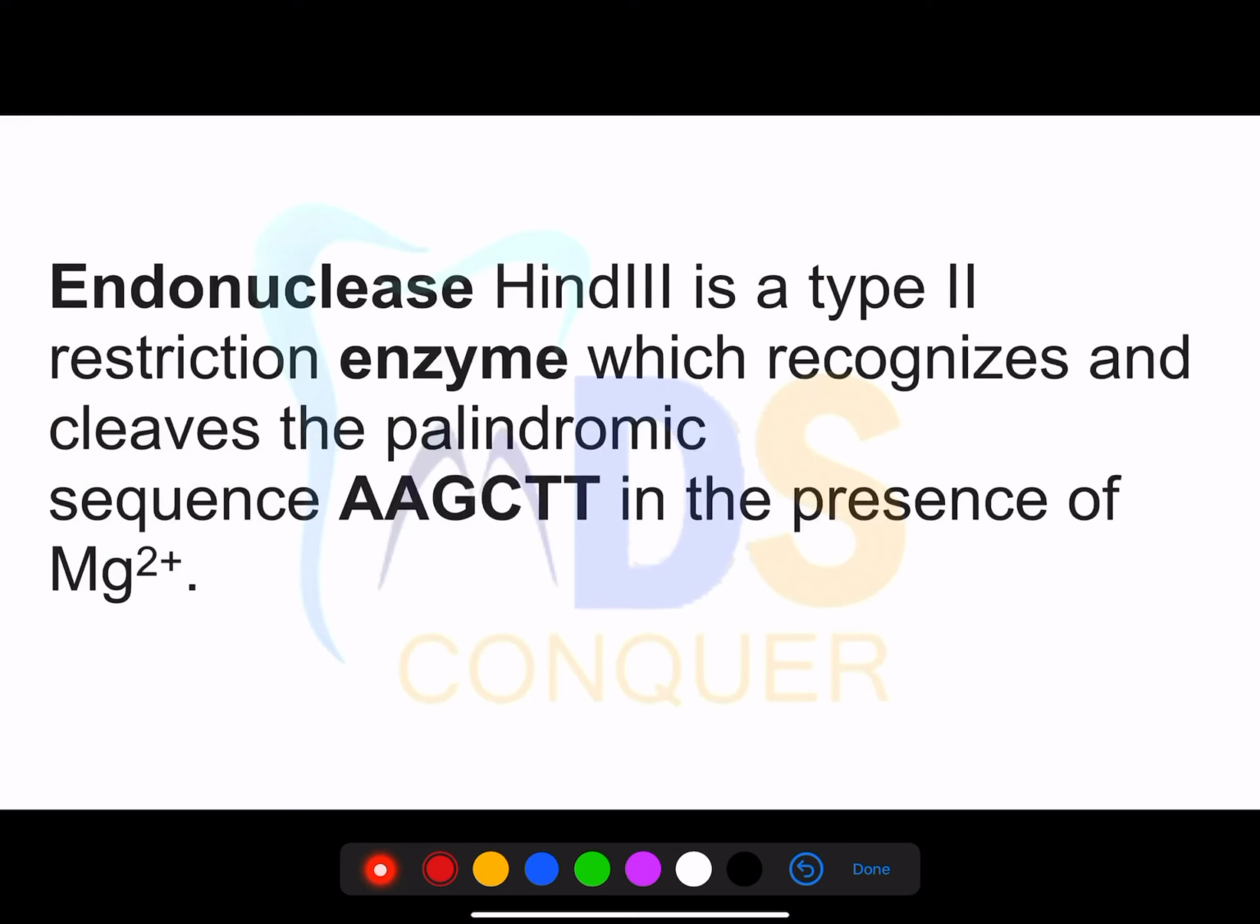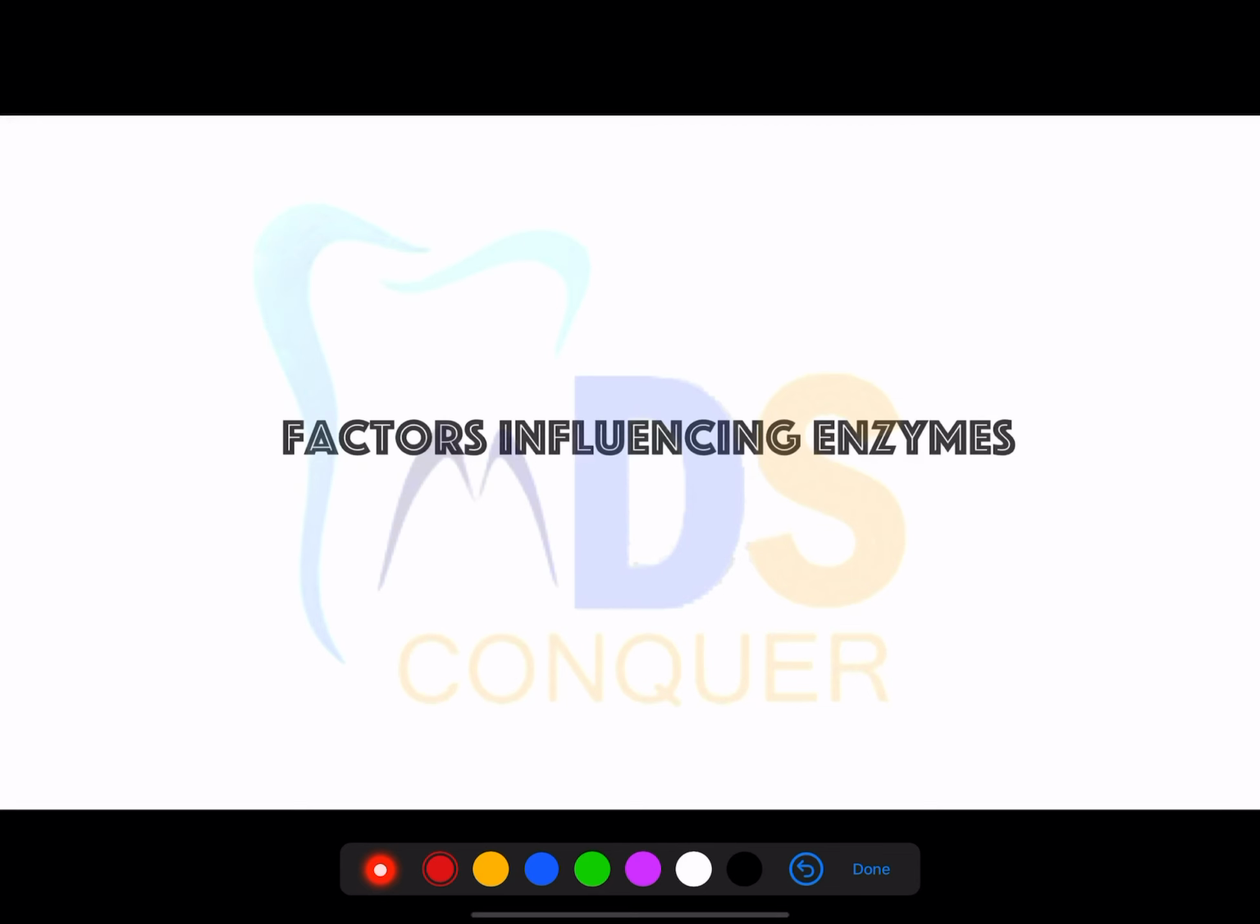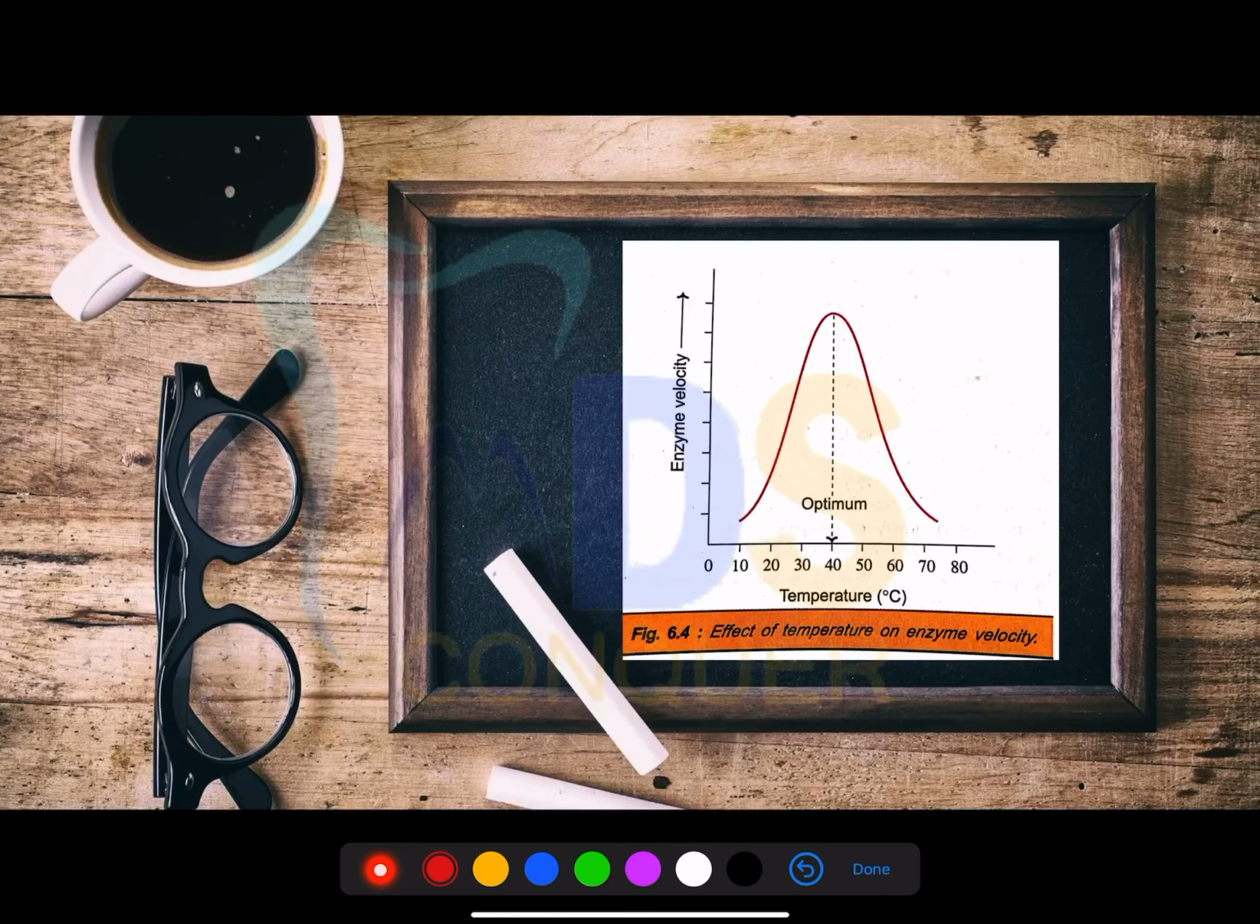There is something called endonuclease. Endonuclease is a restriction enzyme which recognizes and cleaves a particular sequence, in the presence of Mg+2. Now, factors that influence the enzymes.